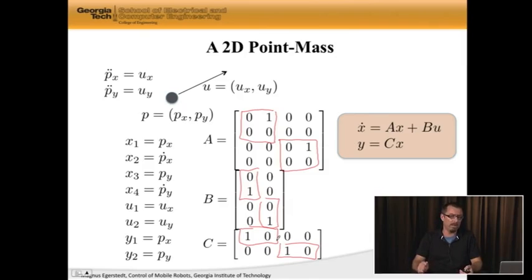And one thing that I'm going to encourage you to do is make sure that you go through the matrix multiplications here and convince yourself that this choice of A, B, and C matrices actually corresponds to the original dynamics that we had up here.